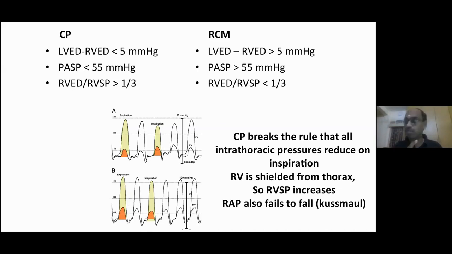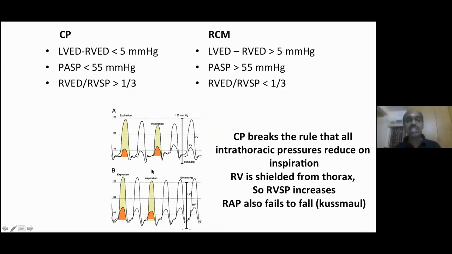That does not happen in a normal person because of the fall in the RV systolic pressure that happens due to transmission of the intrathoracic pressure onto the intracardiac pressure. Now the RV is also shielded, so the RV pressure increases. So CP breaks the rule that all intracardiac pressures reduce on inspiration. RV systolic pressure actually increases in constrictive pericarditis.